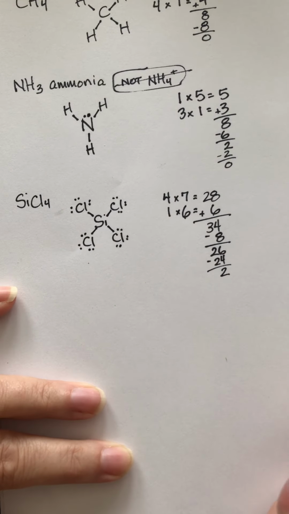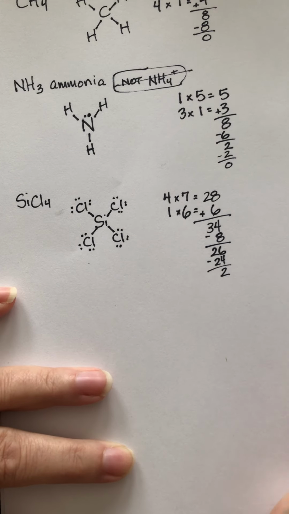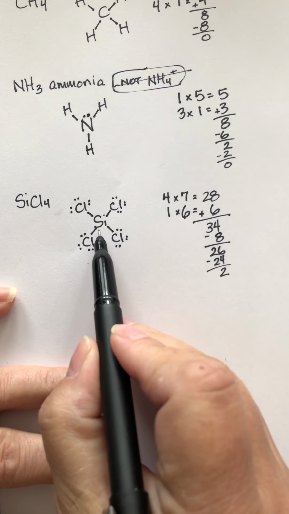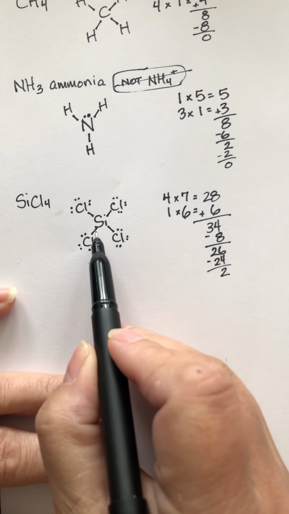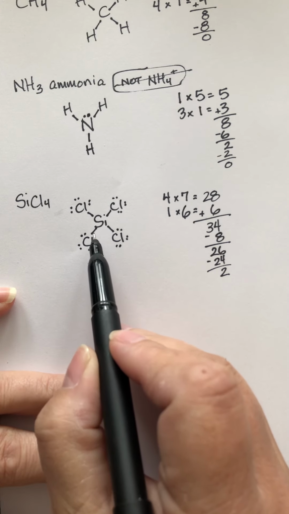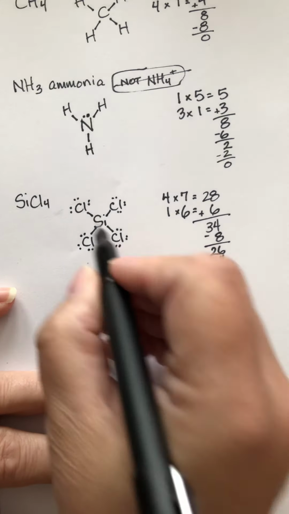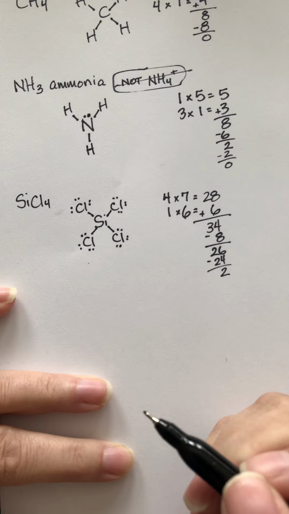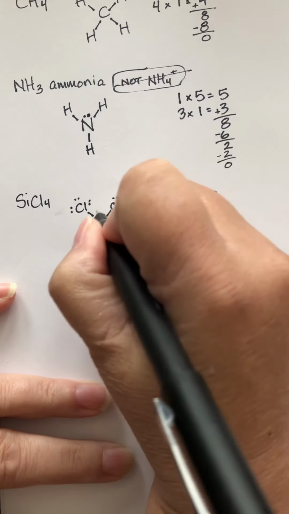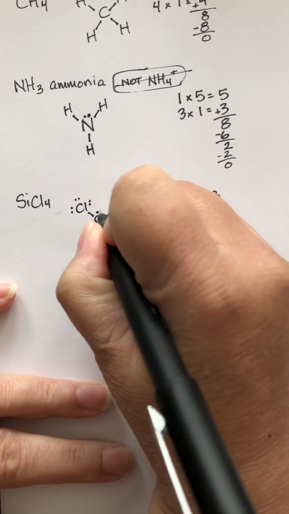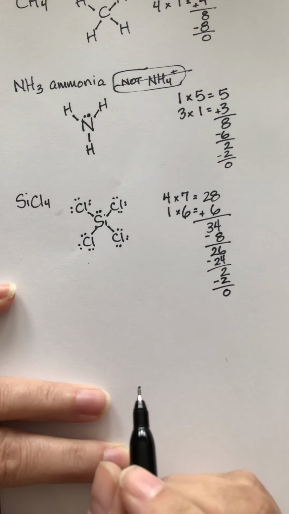The rules for writing valence Lewis structures say that when the central atom is in period 3 or greater on the periodic table, it can form what's called an expanded octet. So, silicon is indeed in period 3 or greater on the periodic table, so I get to drop in this lone pair onto my central atom.